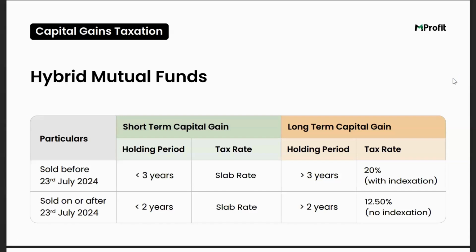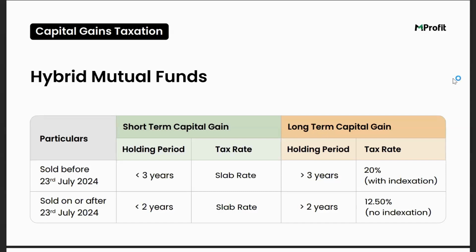Now, moving on to hybrid mutual funds. These are mutual funds where the equity exposure is anywhere between 35 to 65%, and they are categorized as hybrid mutual funds. In this case, there is no requirement of the purchase date. In debt mutual funds, we saw that the rules are different if you have purchased before 1st April 2023 and if you have purchased after this date. However, in hybrid mutual funds, there is no criteria for the purchase date. The only definition changes and tax rate changes will be applicable based on the sale date.